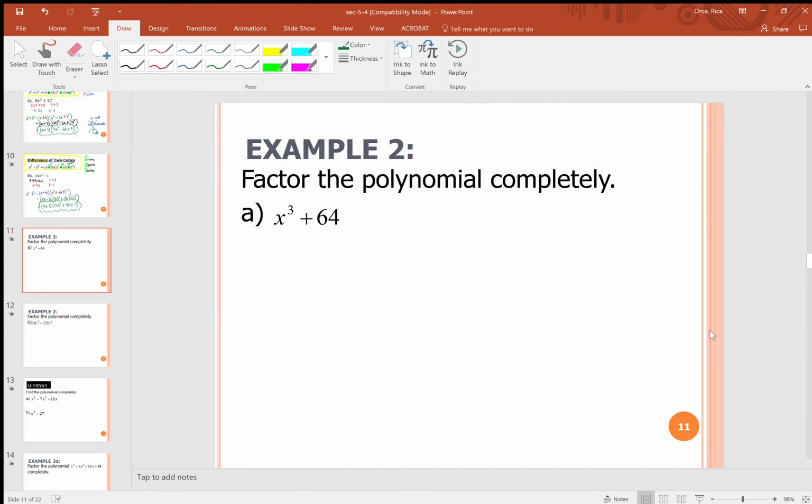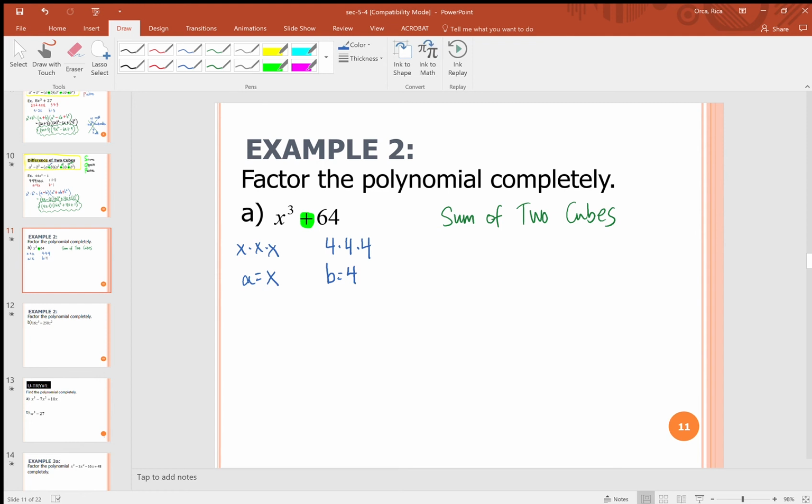Let's do some more. Let's look at example 2, factor the polynomial. So for this problem, it looks like we're looking at the sum of two cubes because we're adding two perfect cubes. Now let's expand x to the third. X to the third is x times x times x. 64 is 4 times 4 times 4. Let's identify A and B. A is x and B is 4.